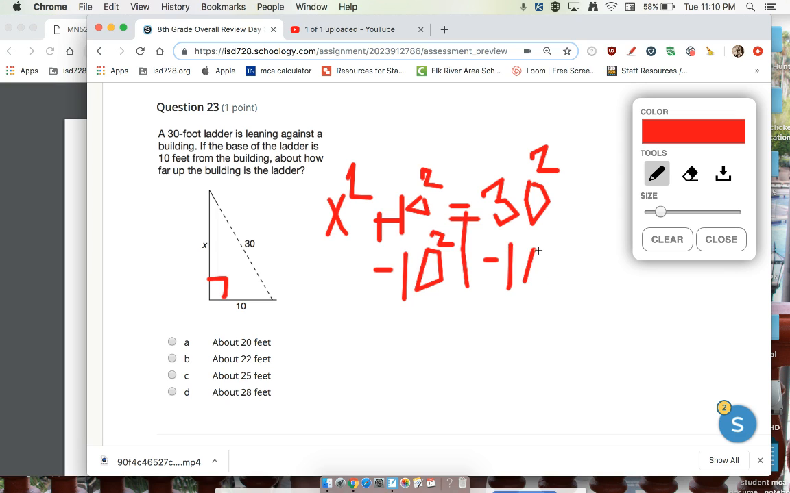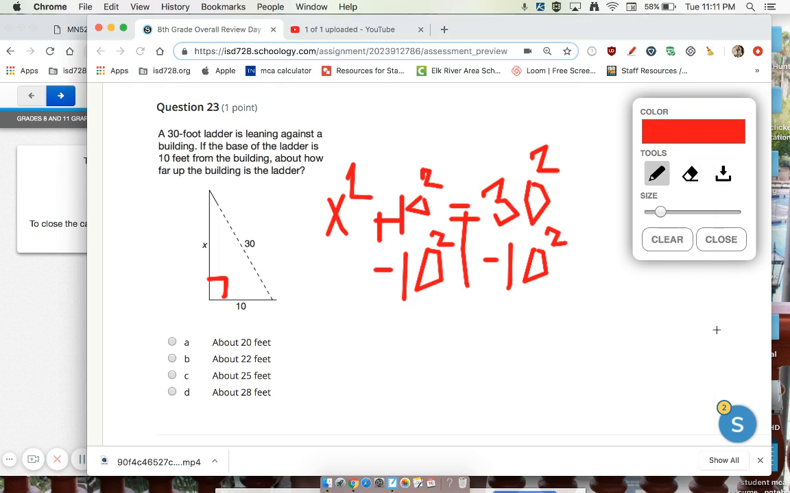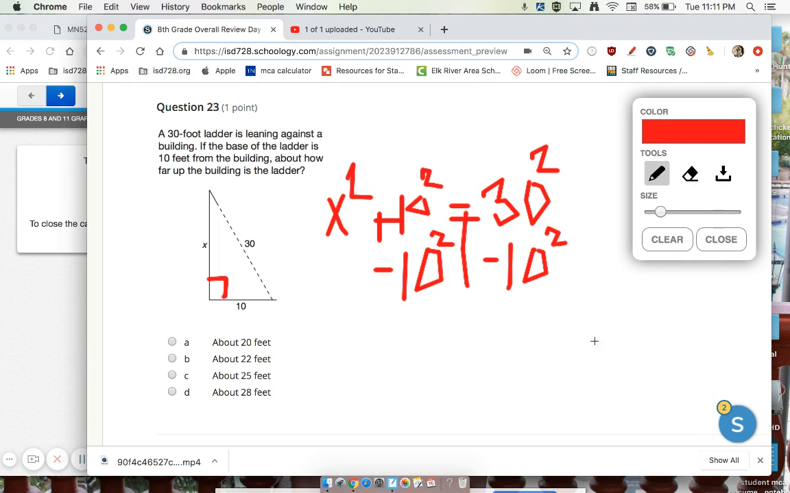And I'm just going to type that right into my calculator because the calculator will do order of ops. So the calculator is going to square them both and then subtract them. So 30 squared, take away, was it 10? Yeah, 10 squared, which is 100. I could have literally just put that in, but whatever. 800. So now I have x squared left. So x squared is equal to 800.